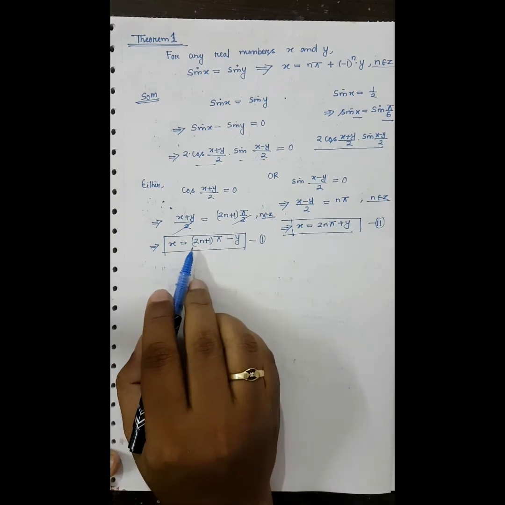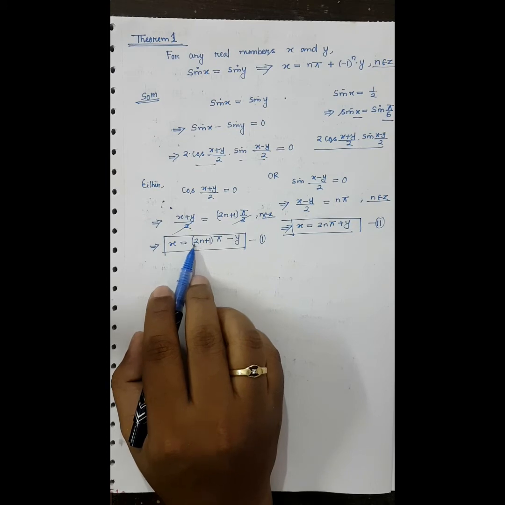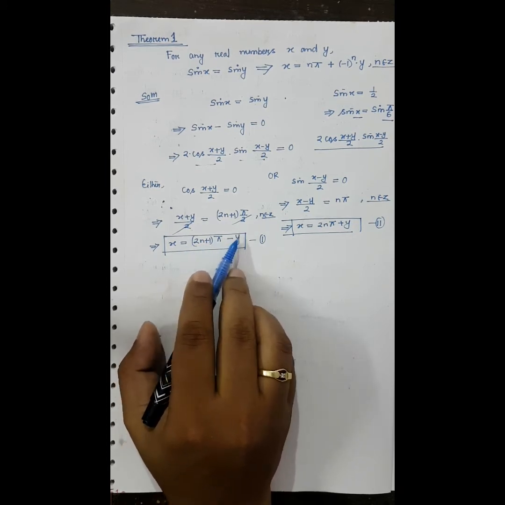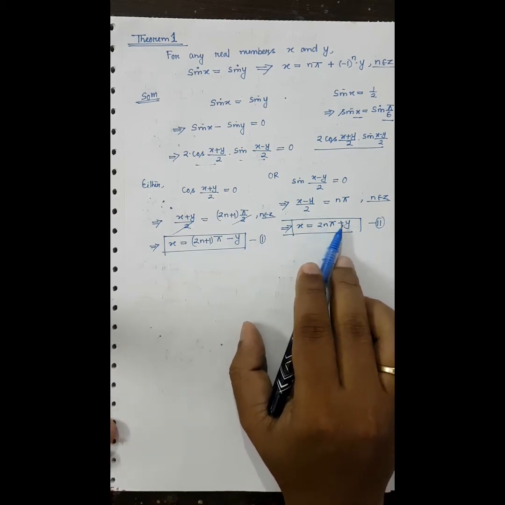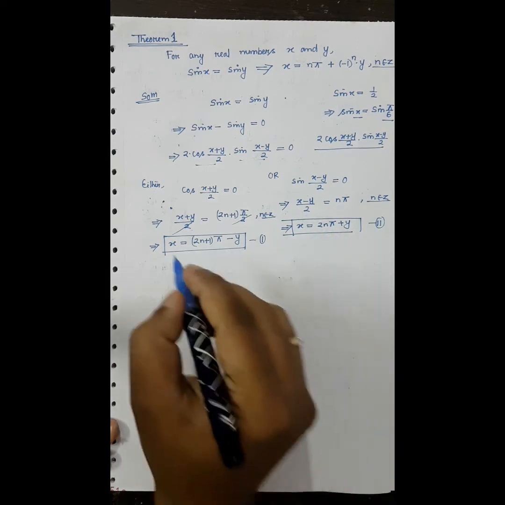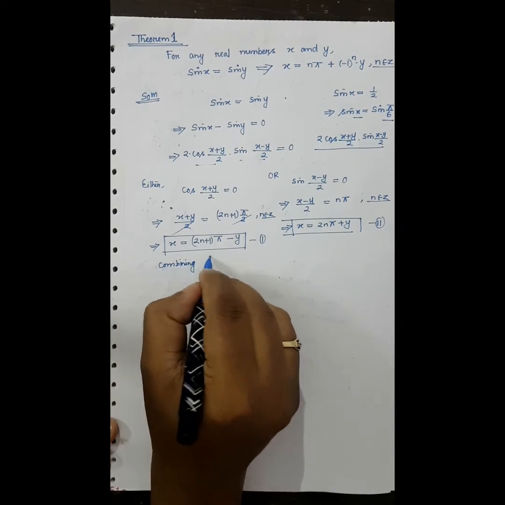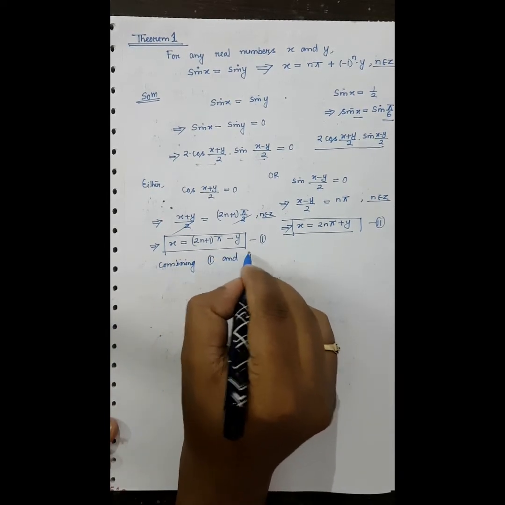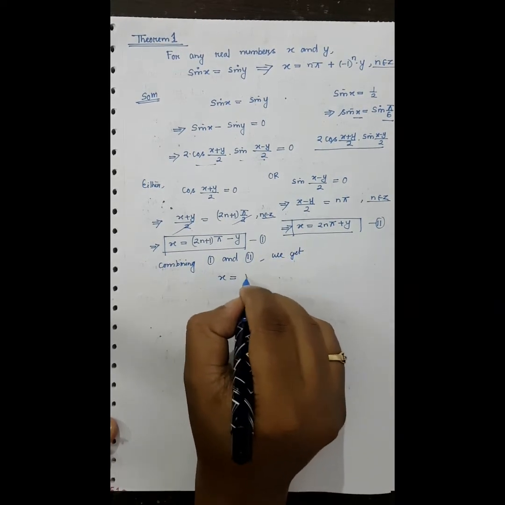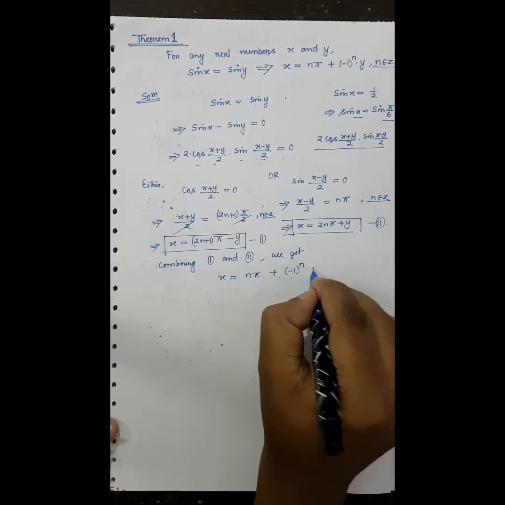Whenever this is 2 into n plus 1, n is an integer, so 2n plus 1 is always an odd number. When it is an odd number, it is minus y, and 2 into n, an even number, it is plus y. For odd number, it is negative. For even number, it is positive. So if I combine 1 and 2, we get x equal to n pi plus minus 1 to the power n into y.